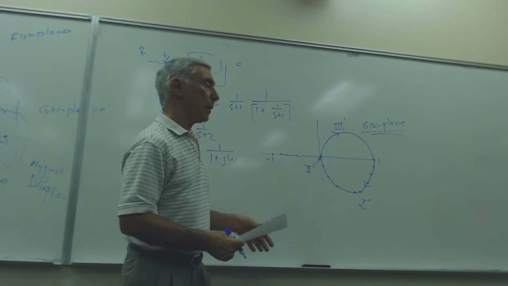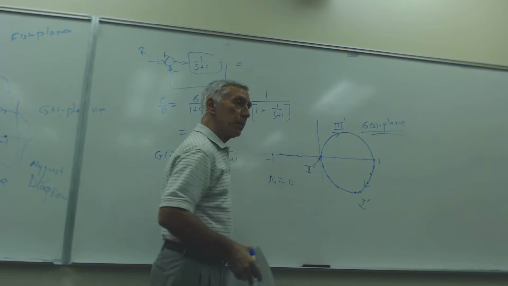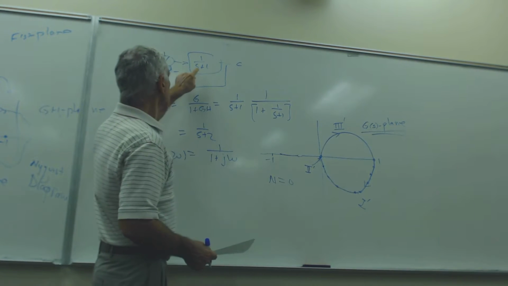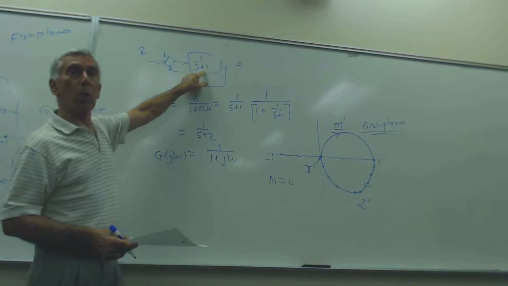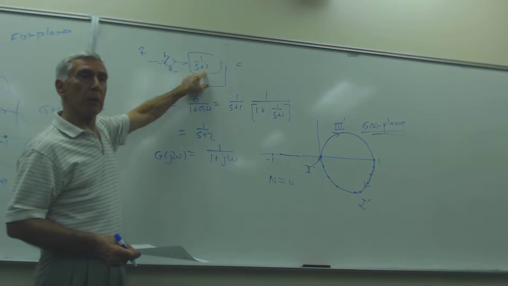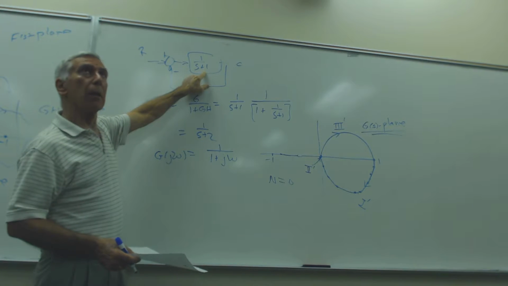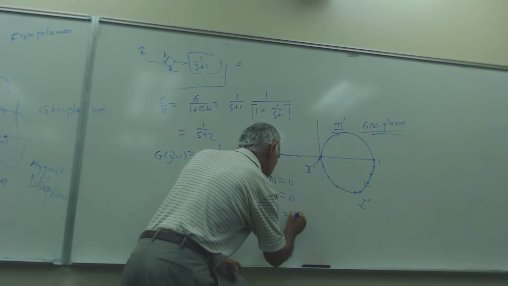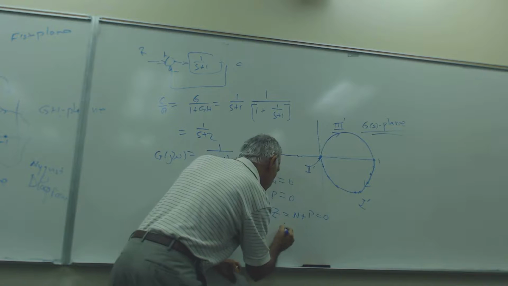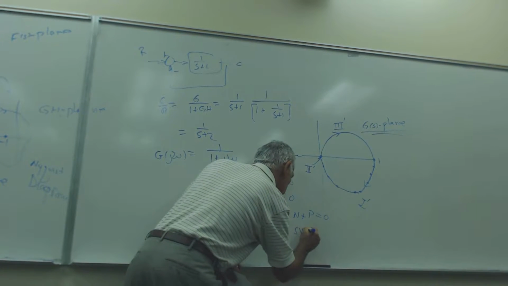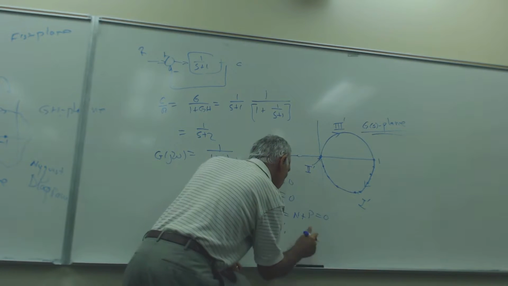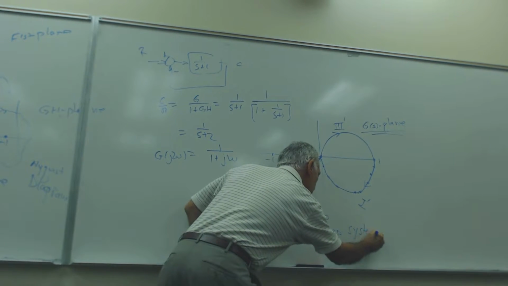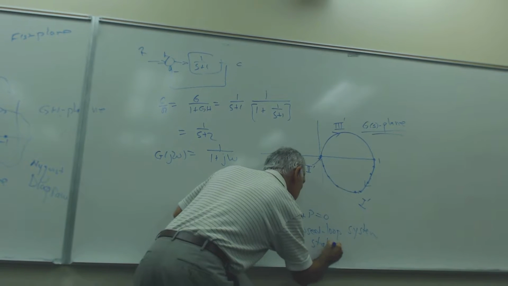Clearly, this N is equal to 0. No encirclements about the point -1. And what is P, the number of right half plane poles of GH? 0. P is equal to 0, therefore Z, which is N plus P, is equal to 0, therefore the closed loop system is stable.